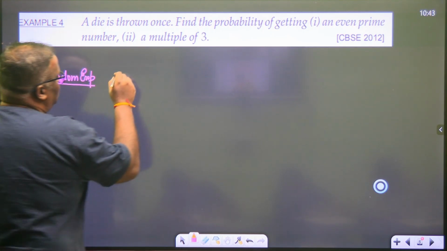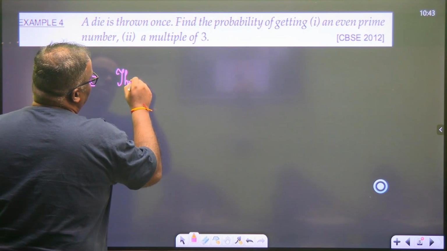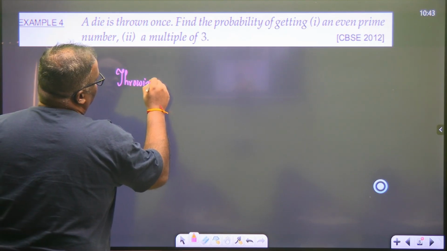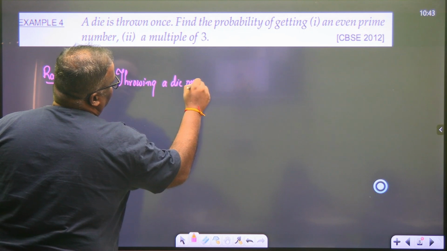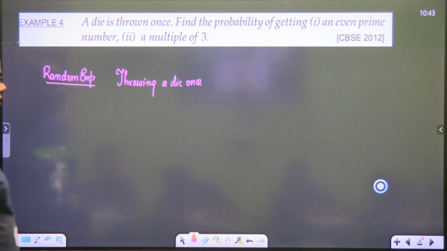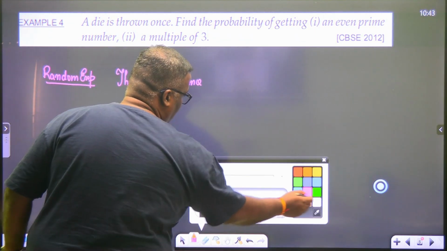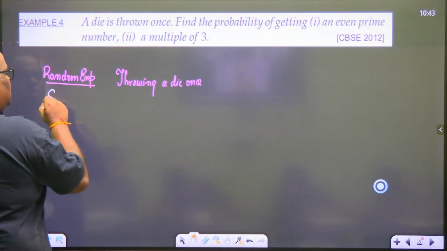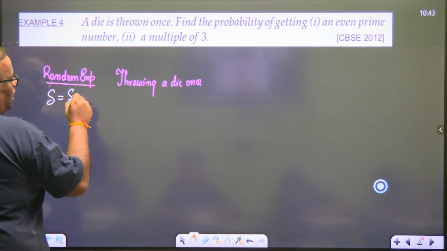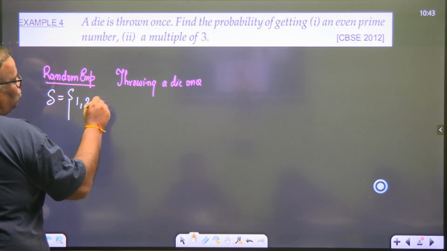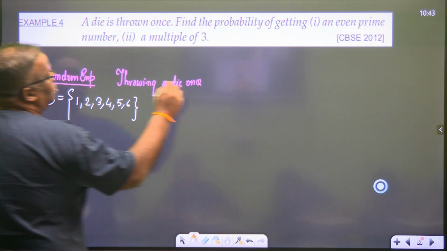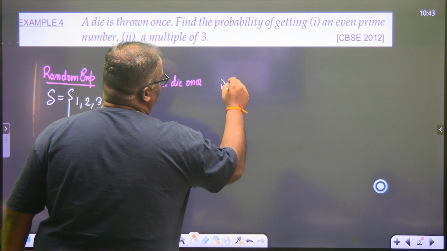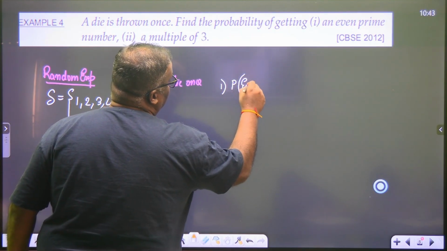Your random experiment is throwing a die once. Then you should write your sample space. If you throw a dice once, you can get 1, 2, 3, 4, 5, and 6. Now start solving your question. Probability of getting an even prime.